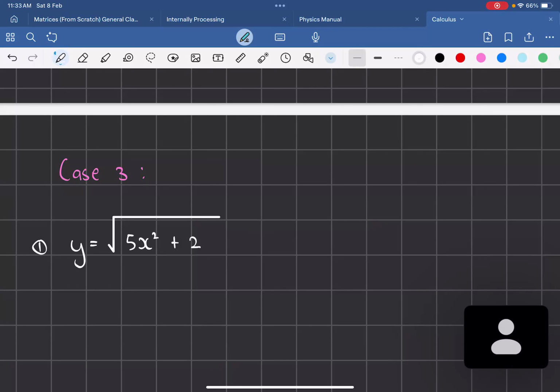Alia, do you know how to move forward? No, I don't think so. Come now. In differentiation, everything has to be written as a power. What power is this square root?